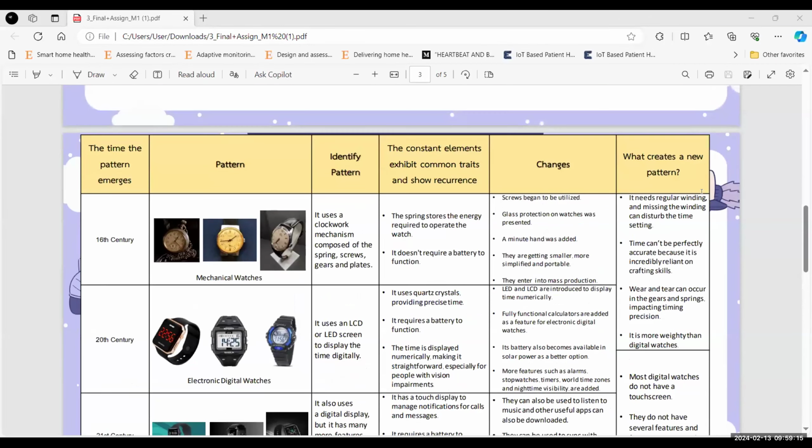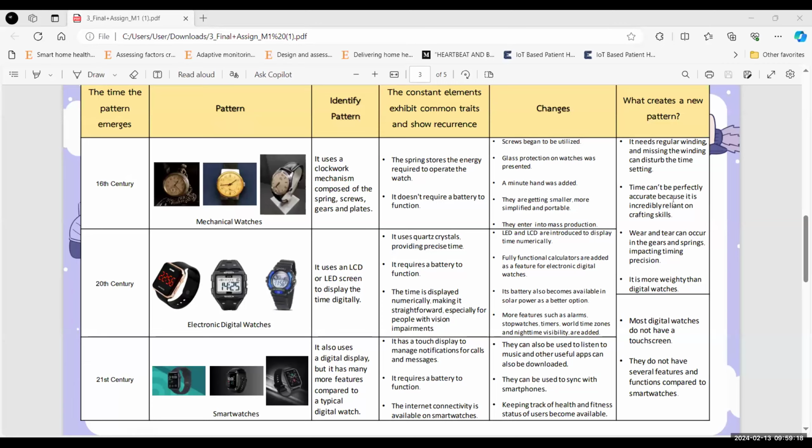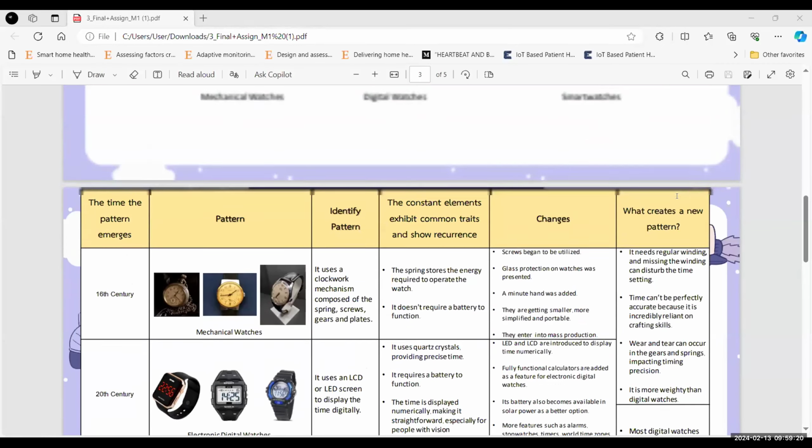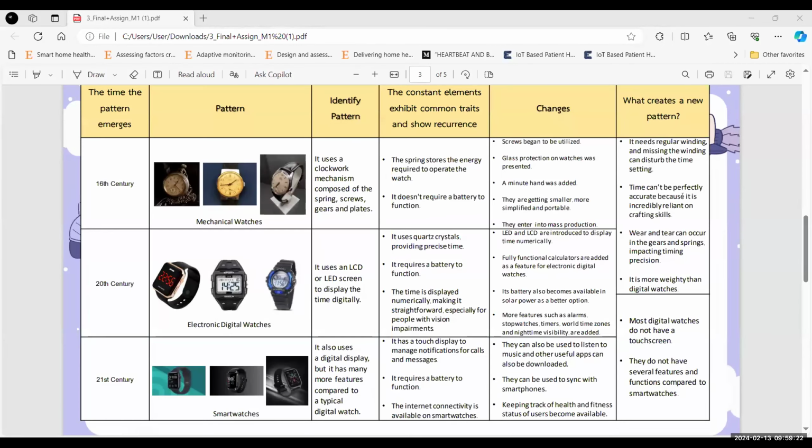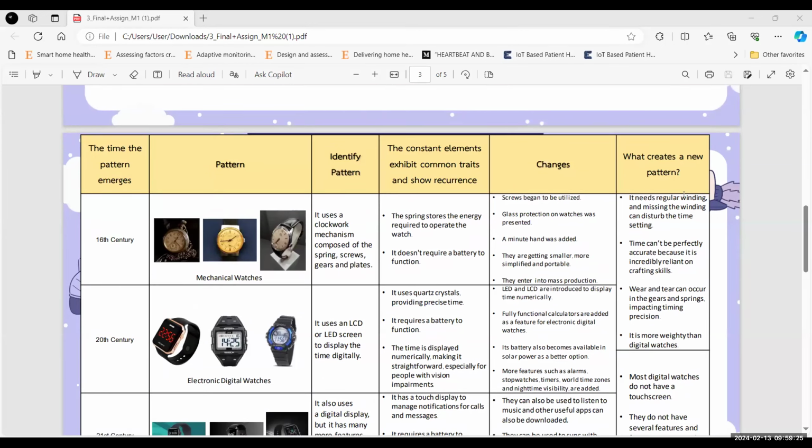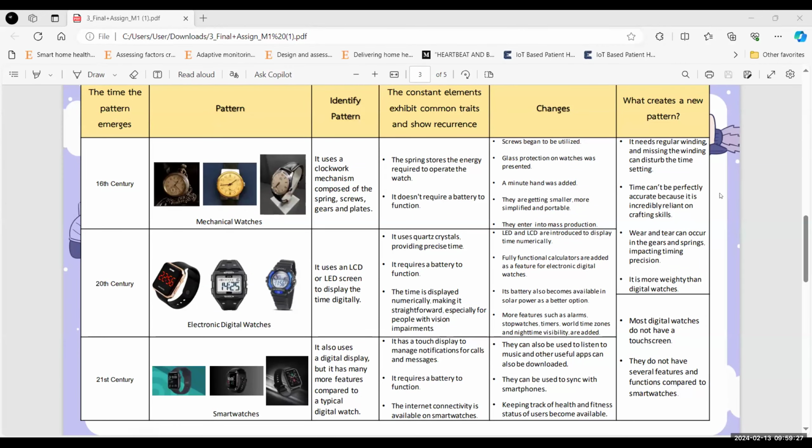Hello, I'm Heng Wen Ong, and you can call me Danny. And today I'm going to present the pattern of watches. First of all, it starts in the 16th century where mechanical watches were invented. To be exact, it uses a clockwork mechanism composed of springs, screws, gears, and plates.